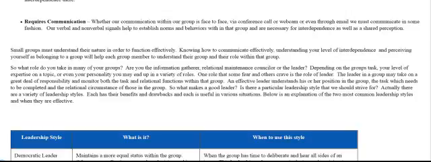Our verbal and nonverbal signs, yes, there are nonverbals in digital communication, kind of help to establish those norms and the behaviors within the group that are necessary for interdependence as well as shared perception. So small groups must understand their nature in order to function effectively. Knowing how to communicate effectively, understanding your level of interdependence, and perceiving yourself as belonging to a group will help each group member to understand their group and their role within that group.